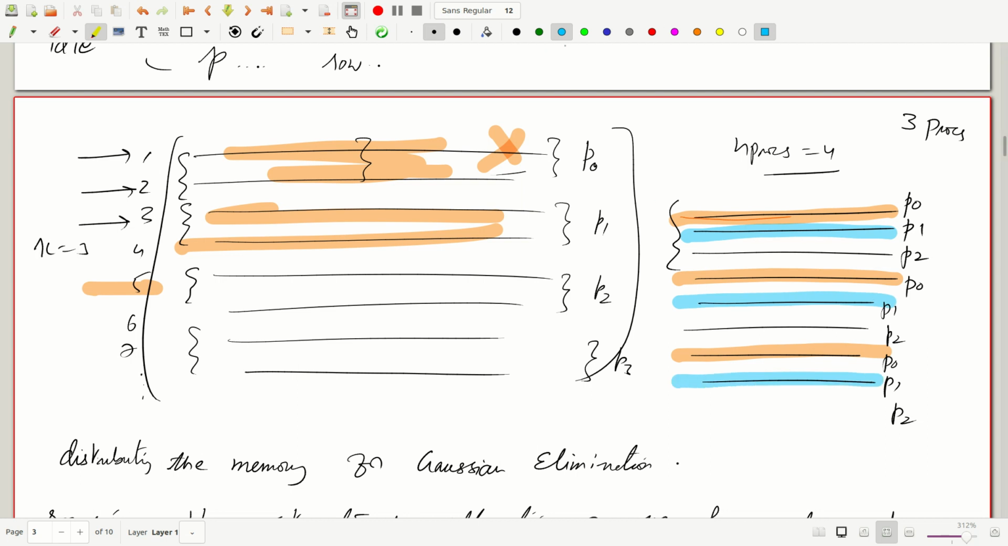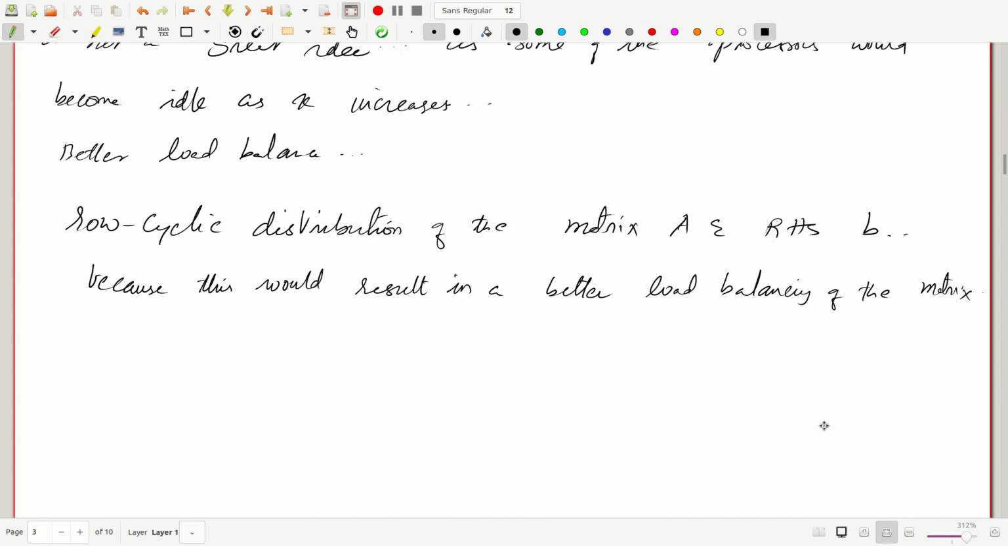So as a result, as k increases, your processes would not become idle, because process 0, even at this location, still has some rows left and has to do some operations. So a row cyclic distribution turns out to be better for Gaussian elimination than a row block-wise distribution. Fine. So far so good.